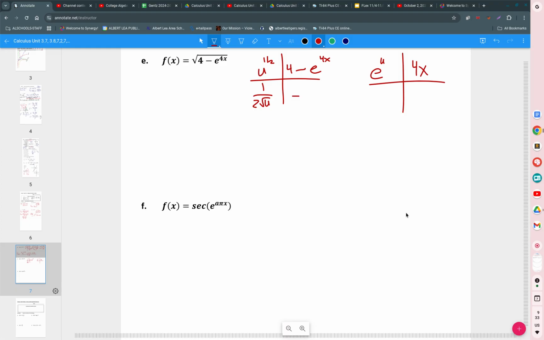Now, it just works out every single time that when you have e to something, the derivative of e to the u is e to the u, and the derivative of 4x is 4. So we multiply these together, you get 4e to the 4x. So the cool thing about the derivative of e to something is you just take the derivative of the exponent and drop it in front.